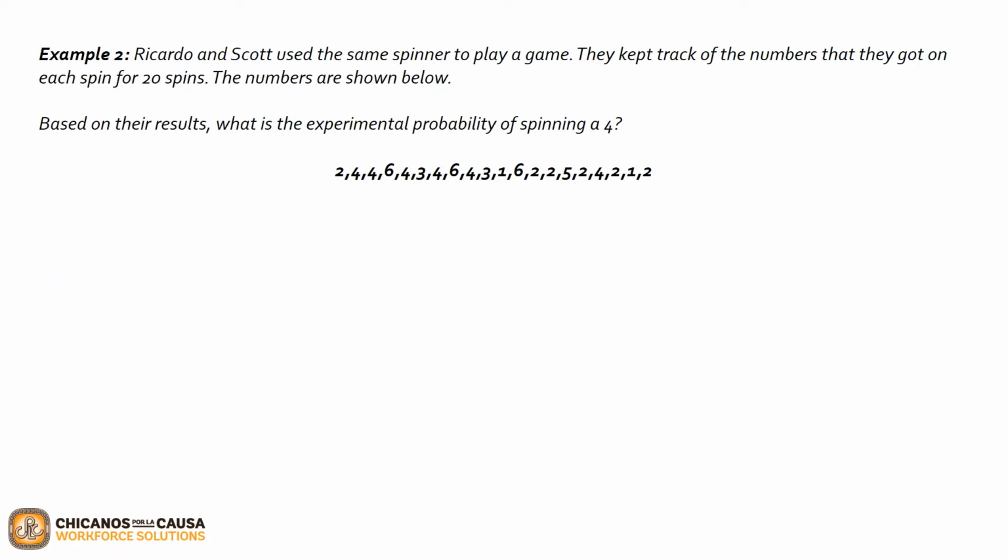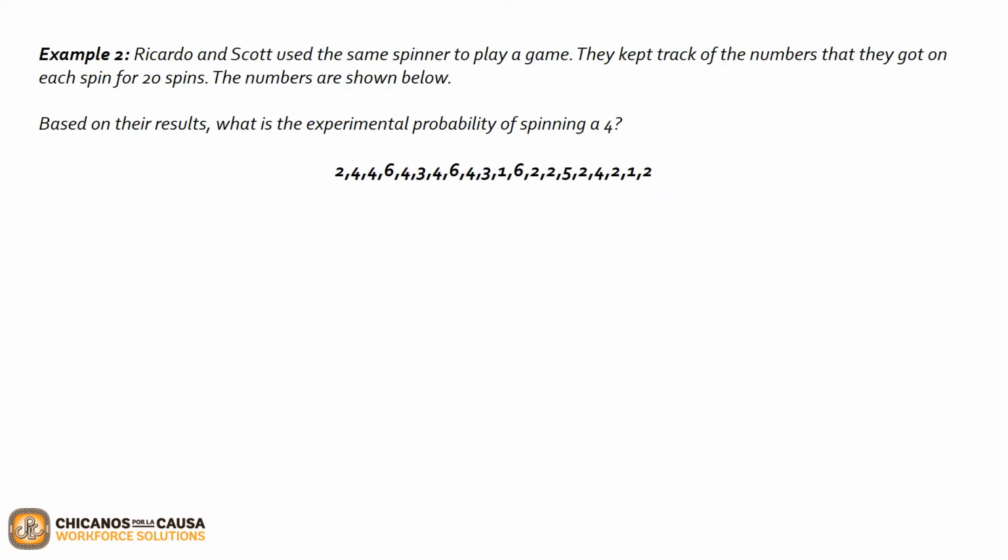Now let's look at example 2. Ricardo and Scott used the same spinner to play a game. They kept track of the numbers that they got on each spin for 20 spins. The numbers are shown below. Based on their results, what is the experimental probability of spinning a 4? So here we can see all of the numbers that they spun, and we can see that a couple of numbers actually occur a couple different times.